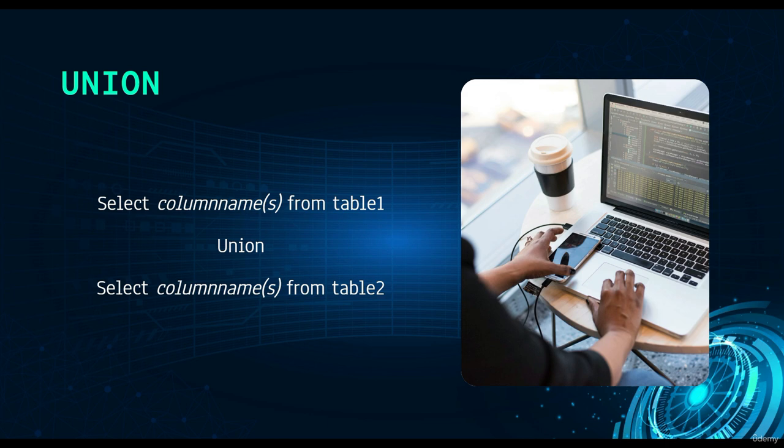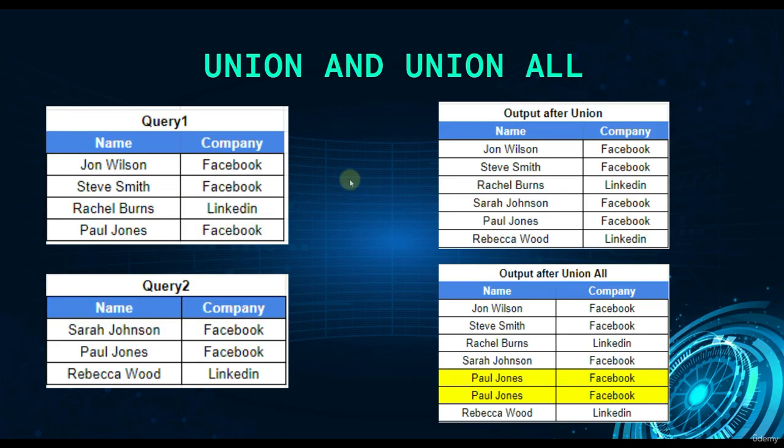Let's look at an example. So we've got the output of two queries here, query 1 and query 2. If we wanted to show all the results of both of these queries in a single output, we could union them. The output would depend on whether we use union or union all. As you can see in the bottom right table, Paul Jones is included twice because we have used union all.